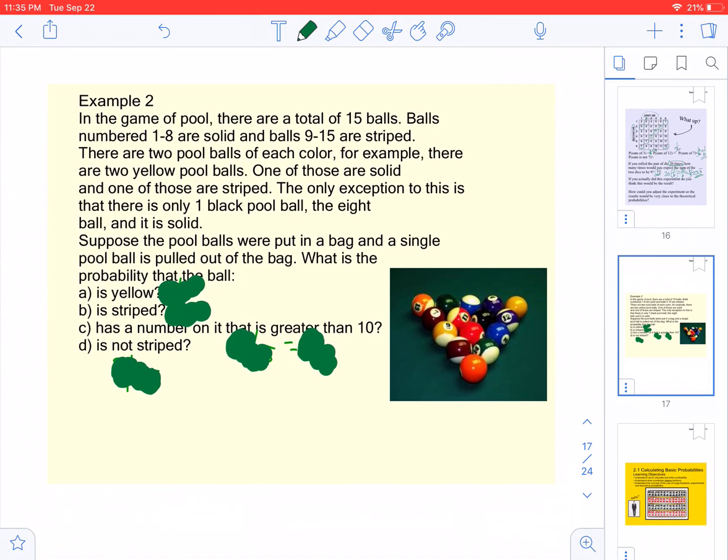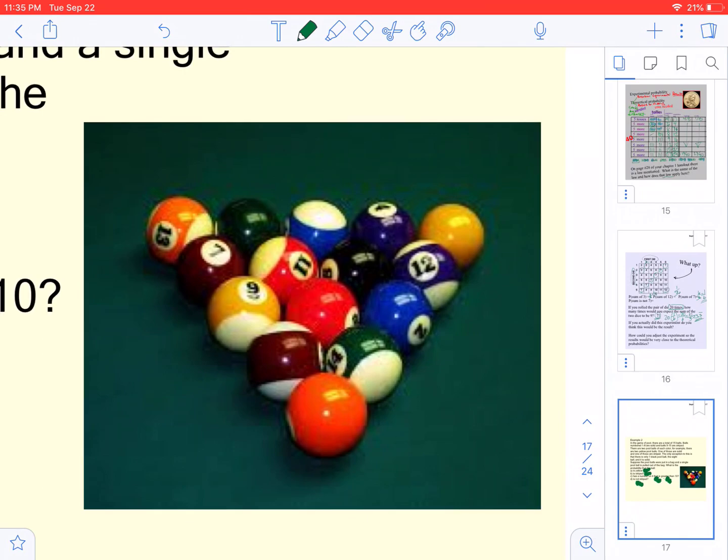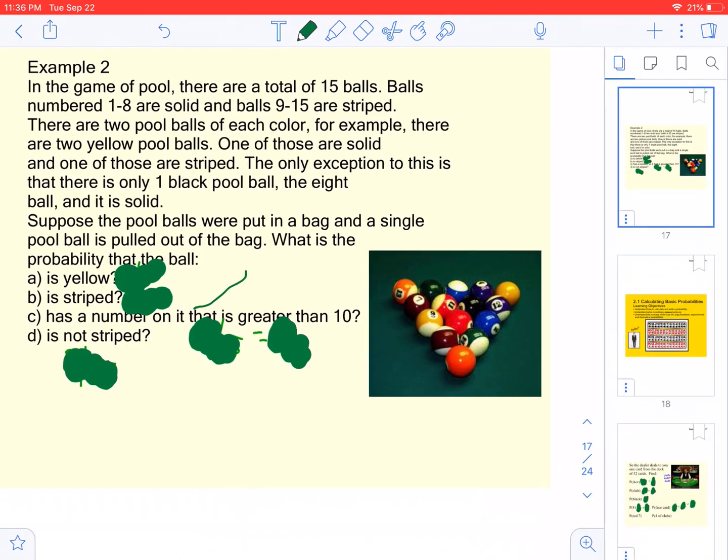All right, game of pool. I don't know if you've played before, but there are solids and stripes, and there's a total of 15 balls. What is the probability that the ball is yellow? Well, hopefully you can see that there are 2 balls that are yellow, so 2 out of 15. What is the probability that it's striped? Well, the striped ones are 9 to 15. Again, that's 7 balls that are striped, so 7 out of 15.